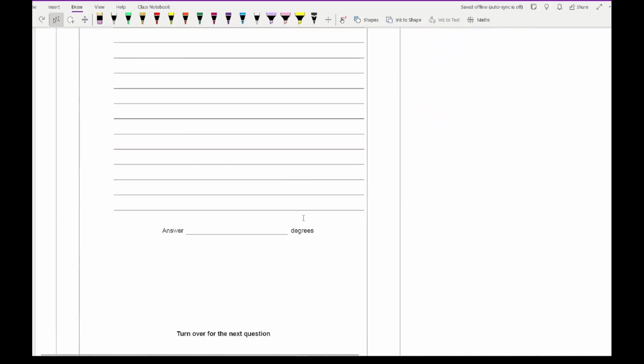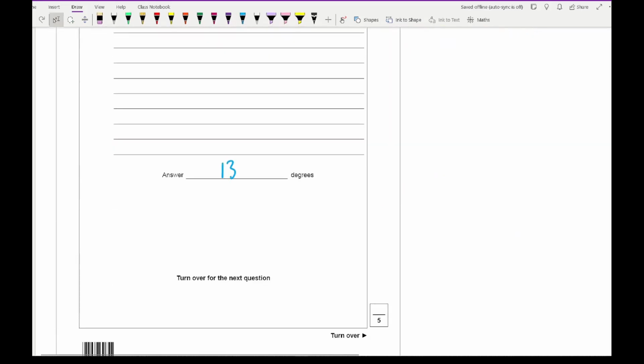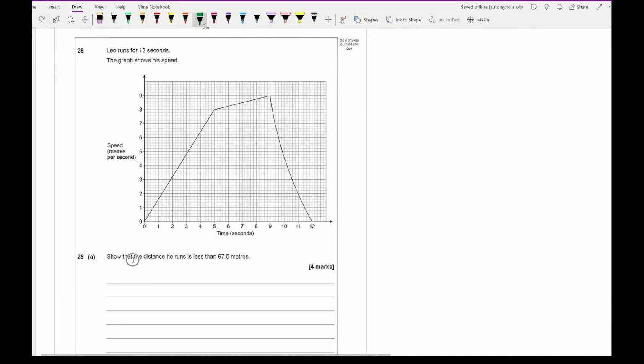So here the answer is going to be 135.3, and that's to 1 decimal place. Now moving on to question 28, it says that Leo runs for 12 seconds. The graph shows his speed, and part A shows that the distance he runs is less than 67.5 meters.